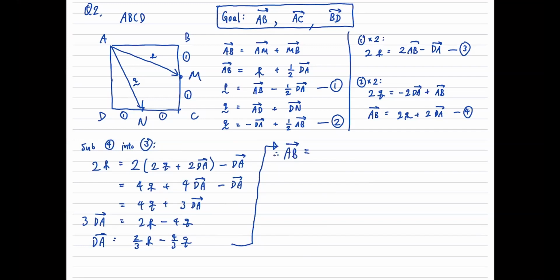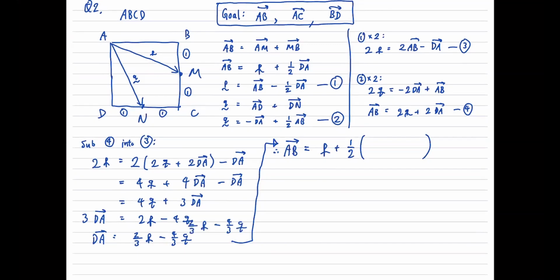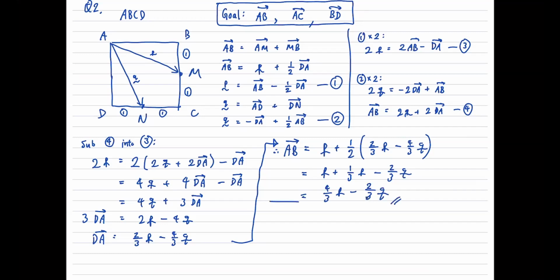P plus half of the dA. You can sub in the dA. Yes, correct. So you just have to copy and paste the dA. Then just sub in. So yeah, you already answered the question. Half times 2/3, 1/3 P. Half times 4/3, 2/3 Q. 1 plus 1/3, 4/3 P minus 2/3 Q. Okay, good. AB done.